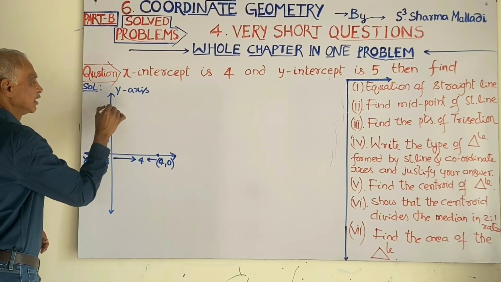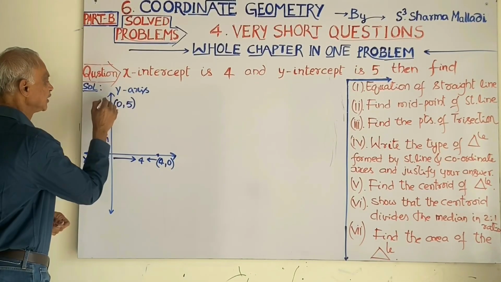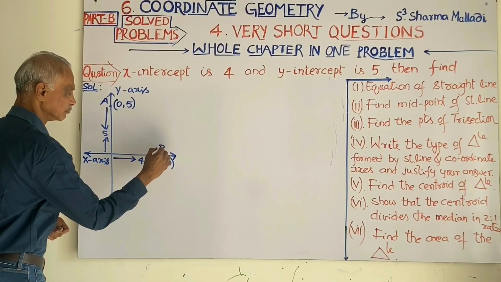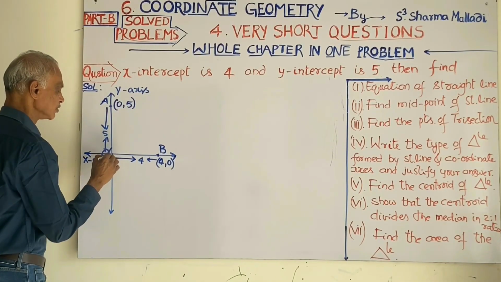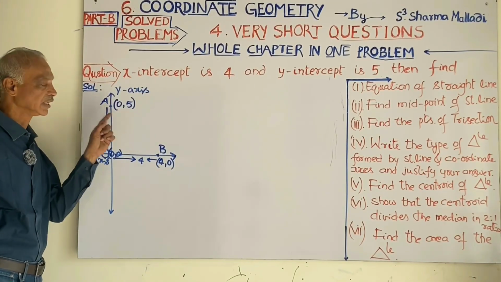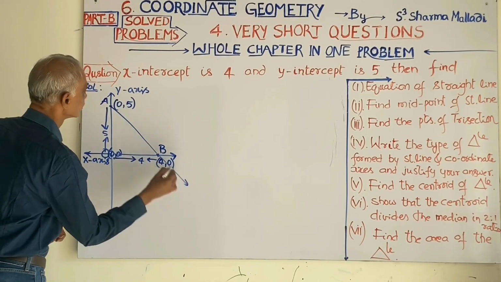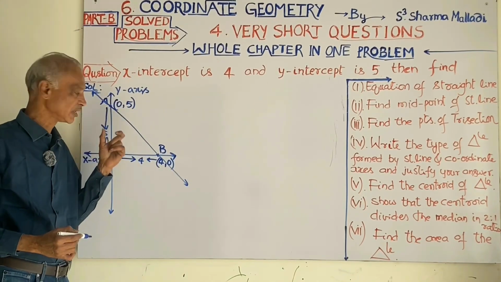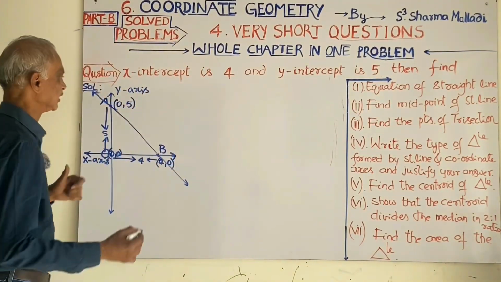And y-intercept is 5 means this distance will be 5. Y-intercept means it is intersecting the y-axis at 0, 5. Take this as point A and this as point B. And this point will be O, that is origin 0, 0. Now join A and B. You will get a straight line which is passing through 0, 5 and 4, 0.